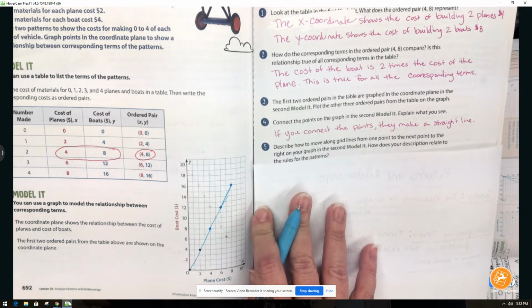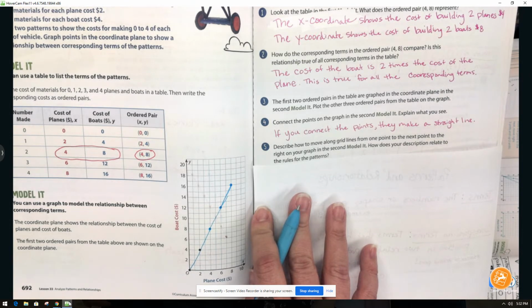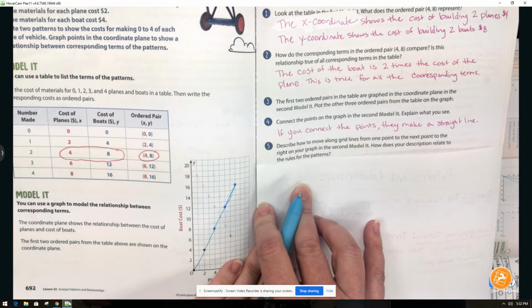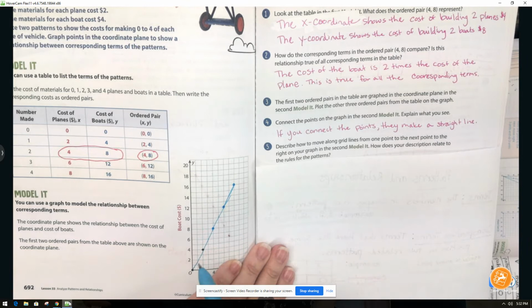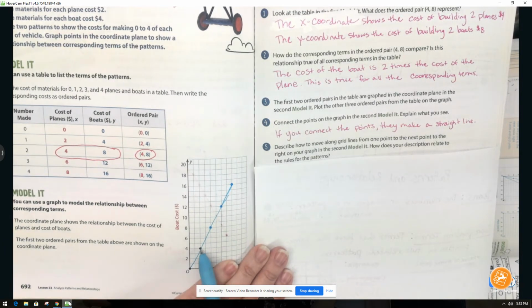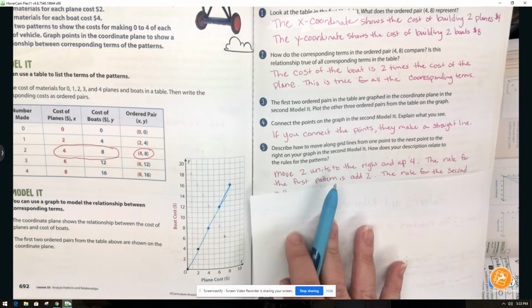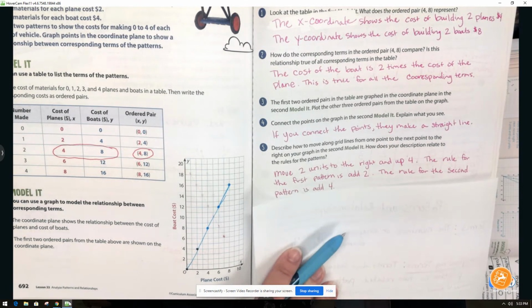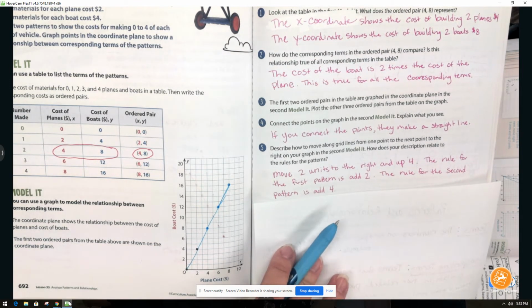Now, decide how to move along grid lines from one point to the next on your graph. So if I wanted to get from here to here using the grid lines, how could I do that? Well, I could move 2 units over and 4 units up. 2 units over, 4 units up. 2 units over, 4 units up. So we would move 2 units to the right and then up 4 units.